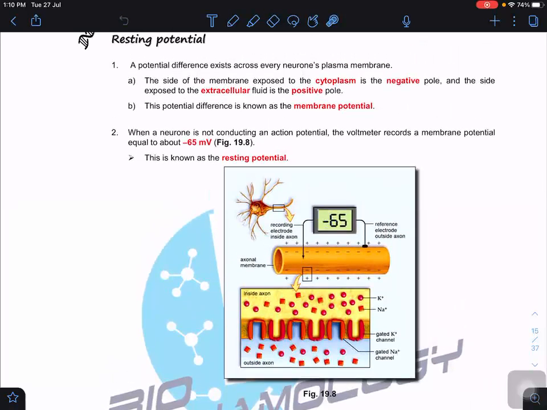And the negative actually refers to the internal surface of the membrane. So this internal surface of the membrane will be negatively charged and the outside will be positively charged. So it gives us a negative 65. And this potential difference is known as the membrane potential. At negative 65, we give it a special name called resting potential.